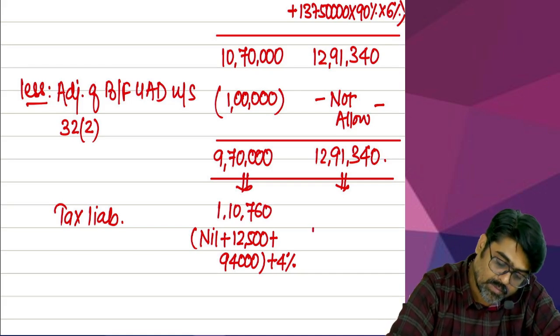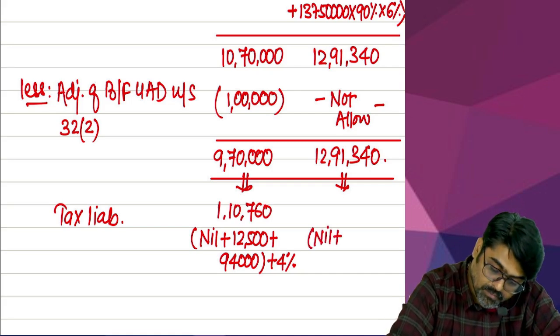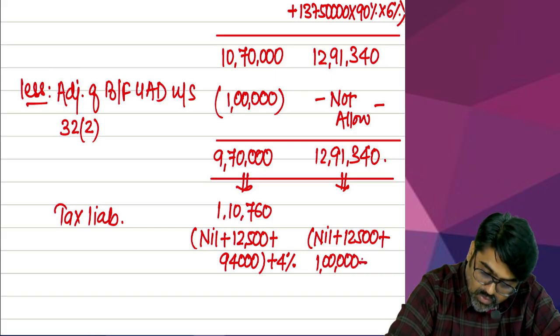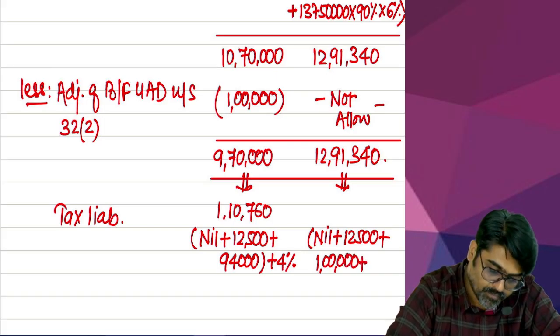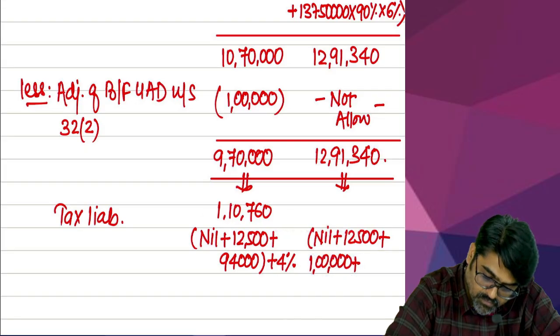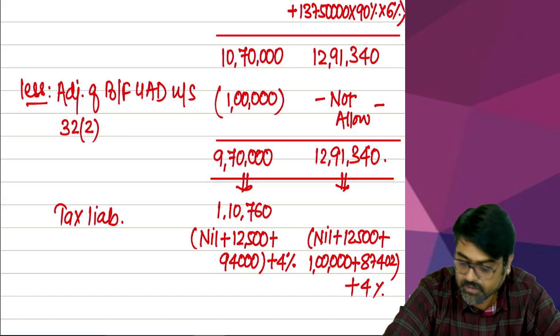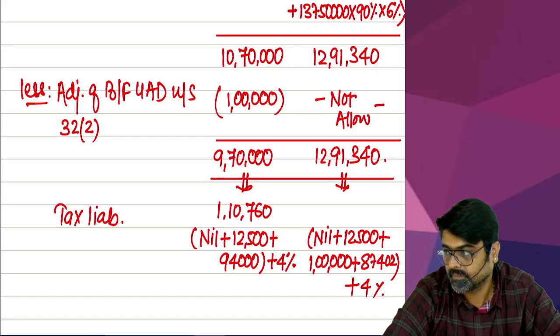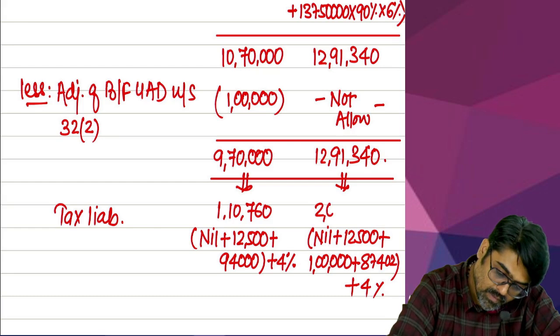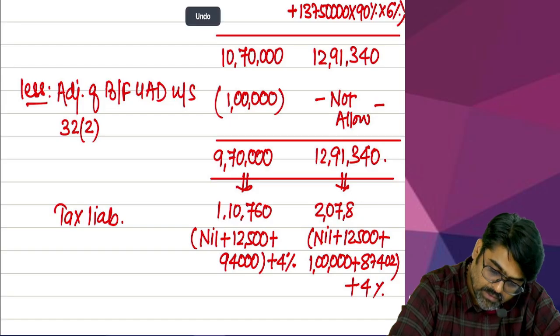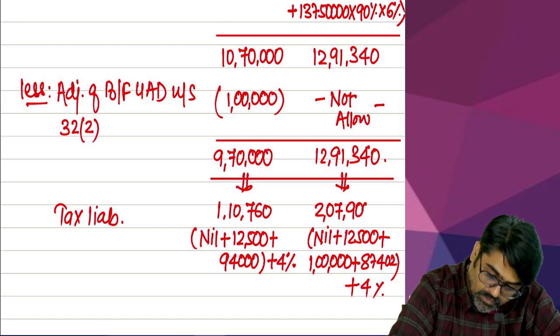And how much will be here? Nil plus 12,500 plus 1 lakh and 30% on 2,91,340. 87,402 and plus on that tax apply 4%. 2,07,898. So I will round it off to 900.